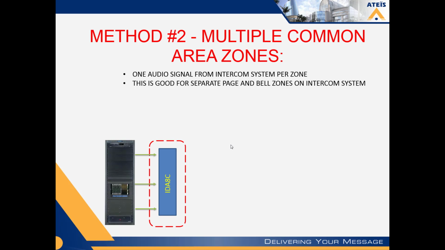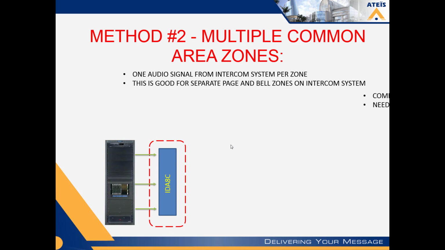Maybe there's a Votech center that's one section of the school and their bell schedule is different than, you know, the rest of the school. Well, that has to be a separate zone to be able to do that. So if you're at 2 or more zones, we're going to need an output from the intercom system into an input on our ID8, up to a max of 8 per unit. We can put multiple units. I'll go into that in a minute.